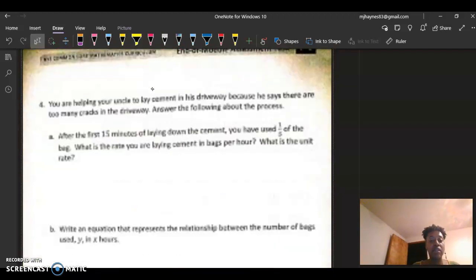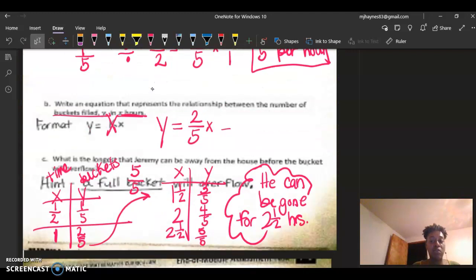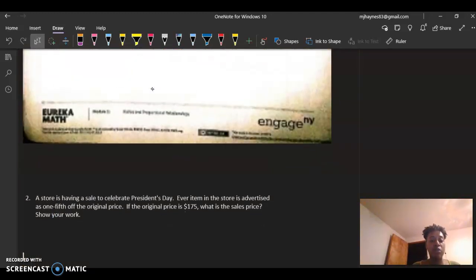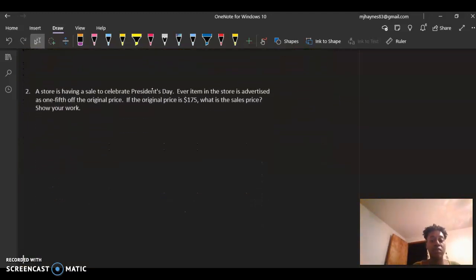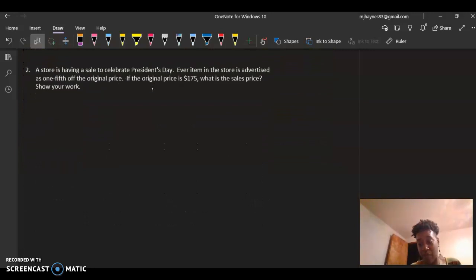Okay, take a minute and read, oh boy, number 2. Here's number 2. I forgot to take a picture of that page. Okay. All right, here's number 2. So I've got this store, and there's an item that's $175. And I'm trying to find the sale price after 1/5 of it is taken off.